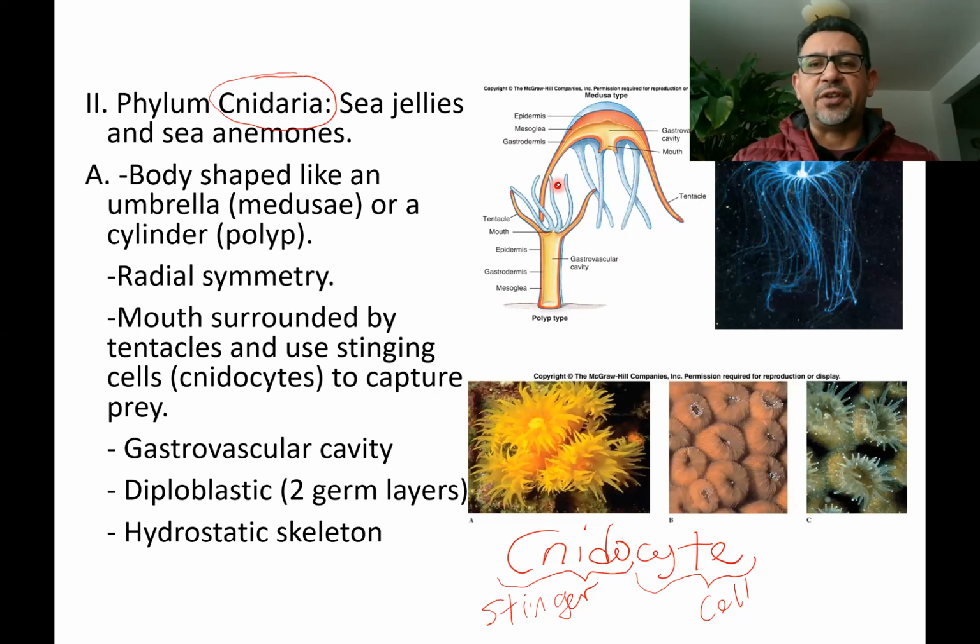These animals have a different type of skeleton. It's a hydrostatic skeleton because it is controlled by water pressure that can be regulated by the contraction of this gastrovascular cavity. So the animal can take up water or can release water, and that will be changing the water pressure and how they can maintain their shape.